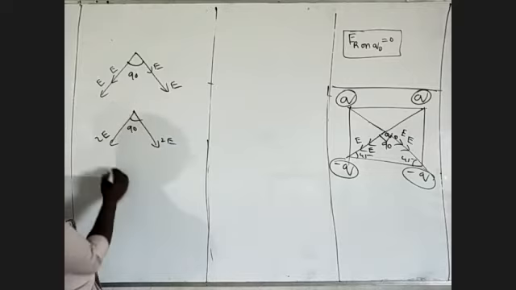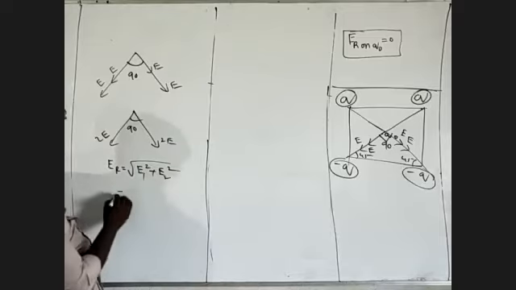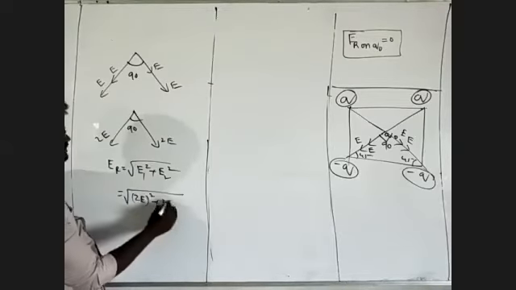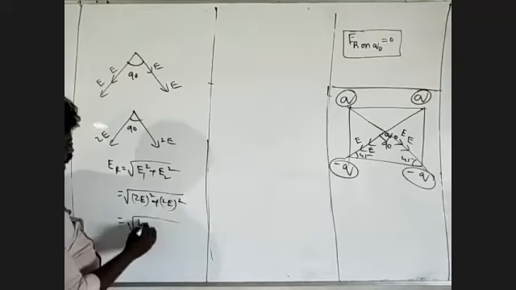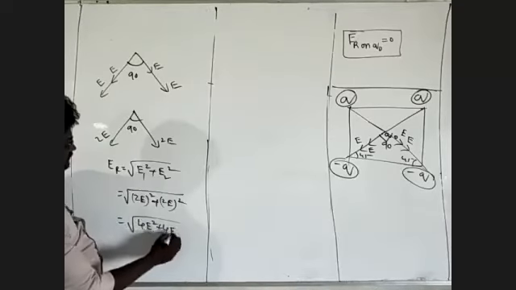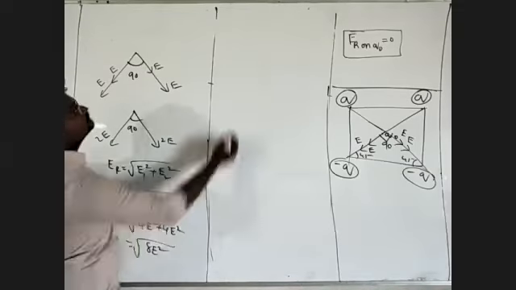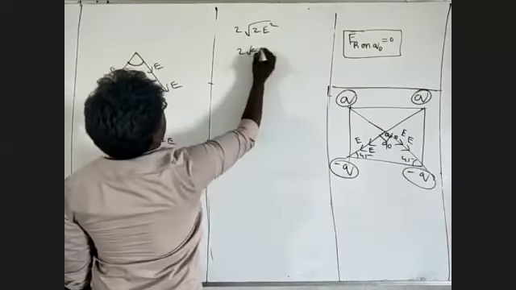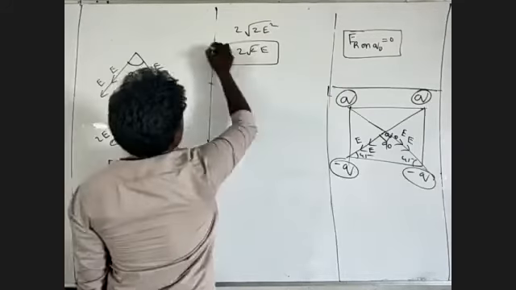Do you know very well? Er is equal to root of E1 square plus E2 square. Now you will see both are the same. So 2E square plus 2E square, so what will happen? This is 4E square plus 4E square, so root of 8E square, that is 2 root 2 E. Your answer is the resultant electric field at that point.